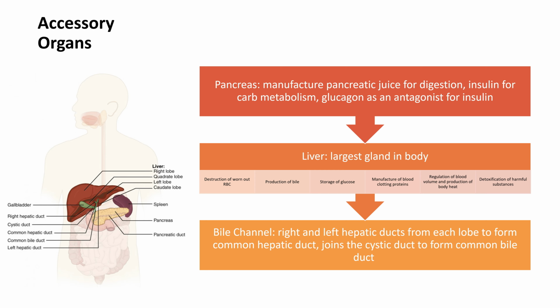Some accessory organs to your digestive tract is going to be your pancreas. This manufactures pancreatic juice for digestion. Most people know it for insulin for your carb metabolism. I think that's the number one thing people know your pancreas for, that insulin production. You have your liver, which is going to be the largest gland in the body. And then you have your bile channel, which is a right and left hepatic ducts from each lobe that join to form the common hepatic duct.